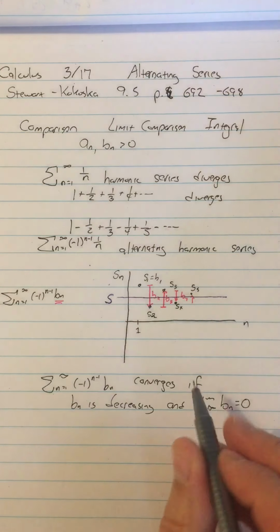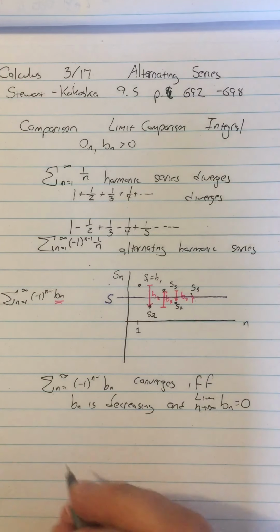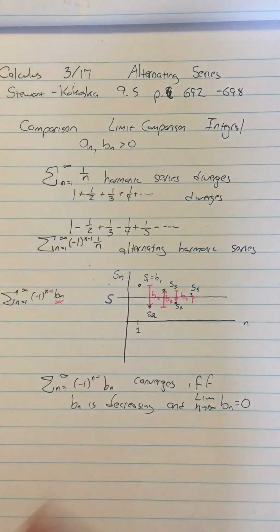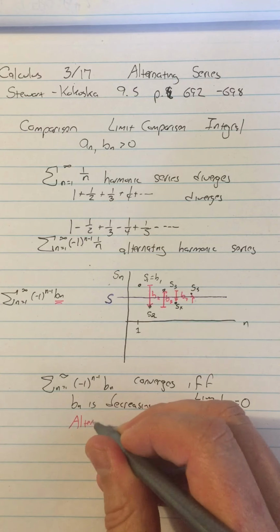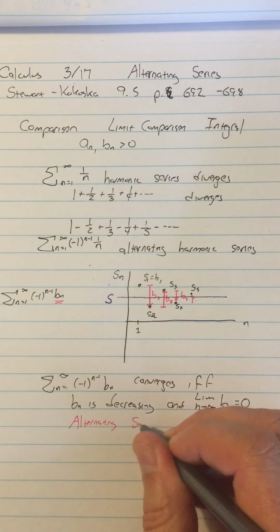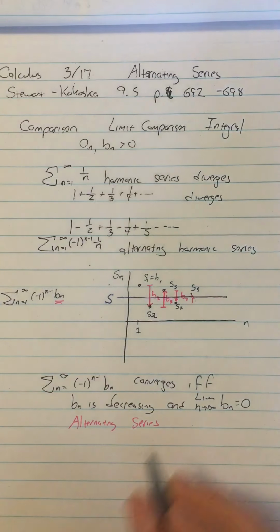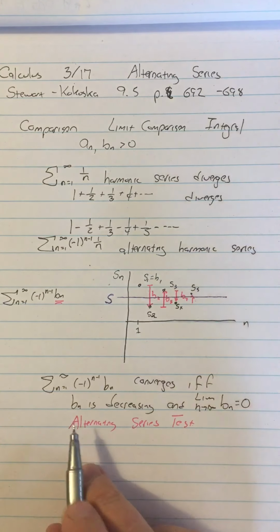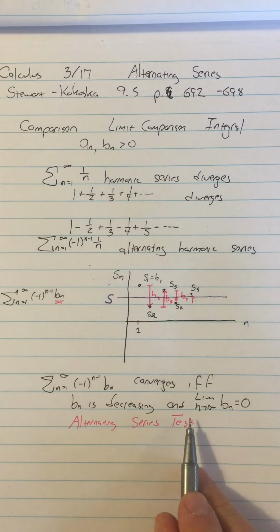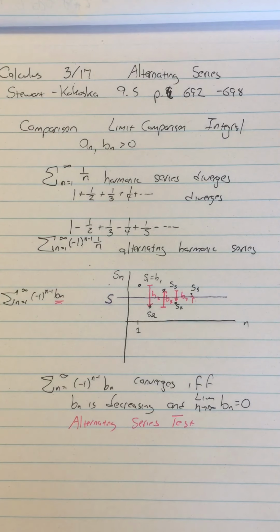So this is really if and only if. So this is called the alternating series test. It just says that if I have an alternating series and the b sub n's are decreasing and the limit as n approaches infinity of b sub n equals 0, then that series has to converge.